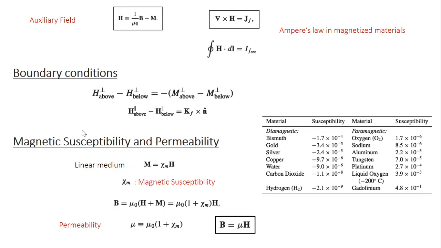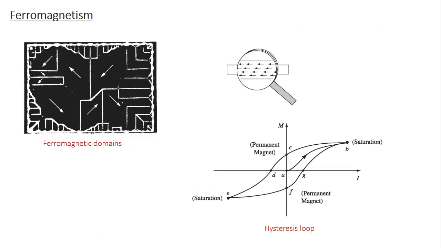Now from the definition of the auxiliary field, you can write B equal to mu naught into H plus M. M can be written as chi m into H. So B equal to mu naught into 1 plus chi m, into H. This term, mu naught into 1 plus chi m, is known as mu, or the permeability of the material. So you can write magnetic field B equal to permeability multiplied by auxiliary field H.